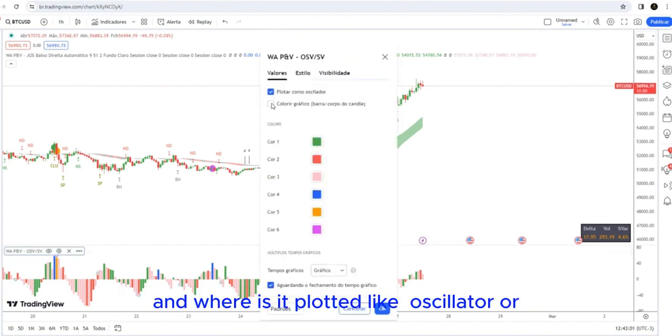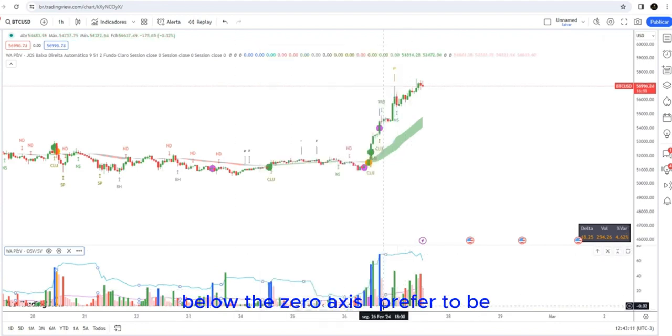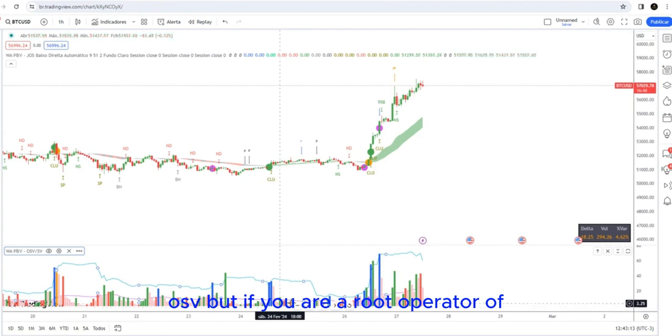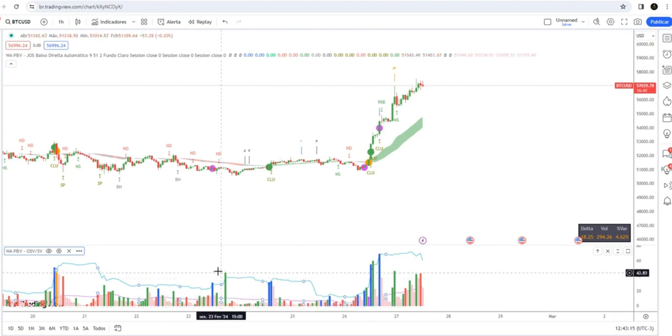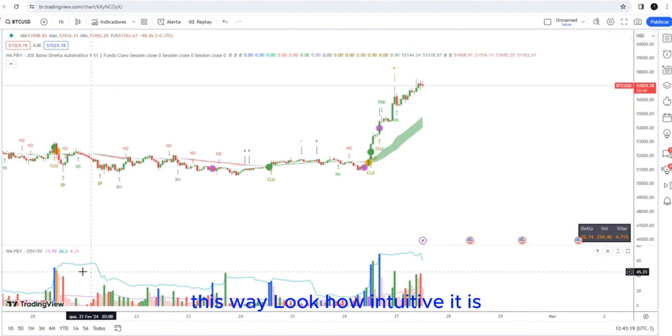And where is it plotted, like an oscillator, or can you place the indicator below the 0 axis? I prefer to use it as OV, but if you are a root operator of VSA you can use it this way. Look how intuitive it is.